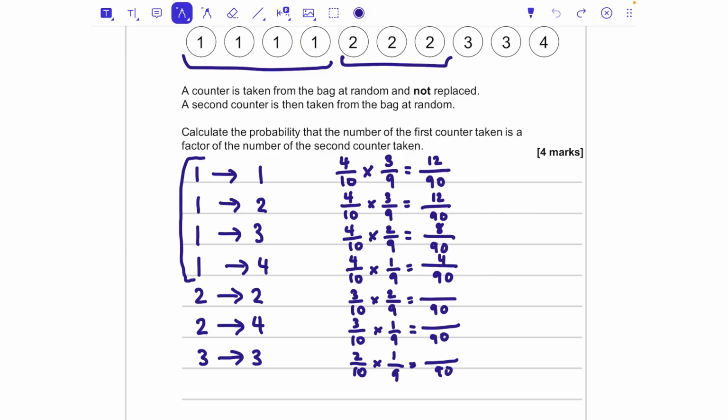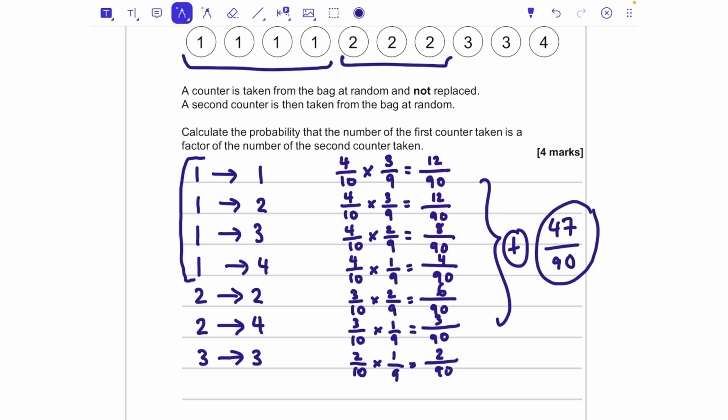So let's add all of these together. We've got 6 over 90, 3 over 90, and 2 over 90. So that makes 36, 42, 45, 47. So all of that added together is 47 out of 90, and that is the probability of it happening.